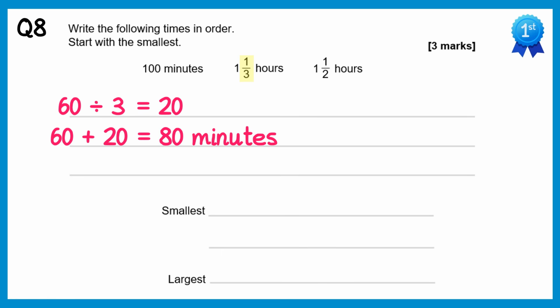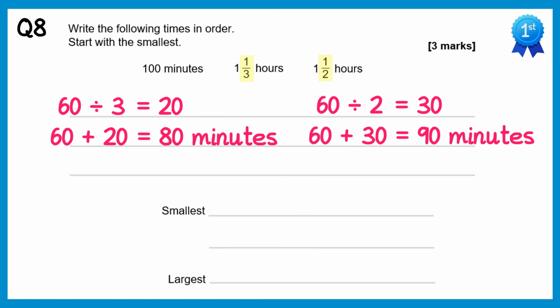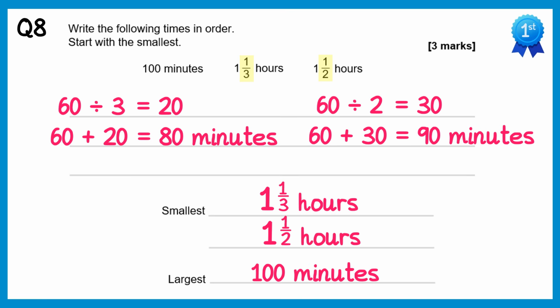Now let's look at 1.5 hours. Well, half an hour would just be 60 divided by 2, which gives you 30 minutes. And if we add that to the 1 hour, which is 60 minutes, 60 add 30 is 90 minutes. So we've got 100 minutes, 80 minutes, and 90 minutes. Clearly the smallest is 80 minutes, that was 1 1/3 hours. Then it's 90 minutes, which was 1.5 hours. And finally the 100 minutes.